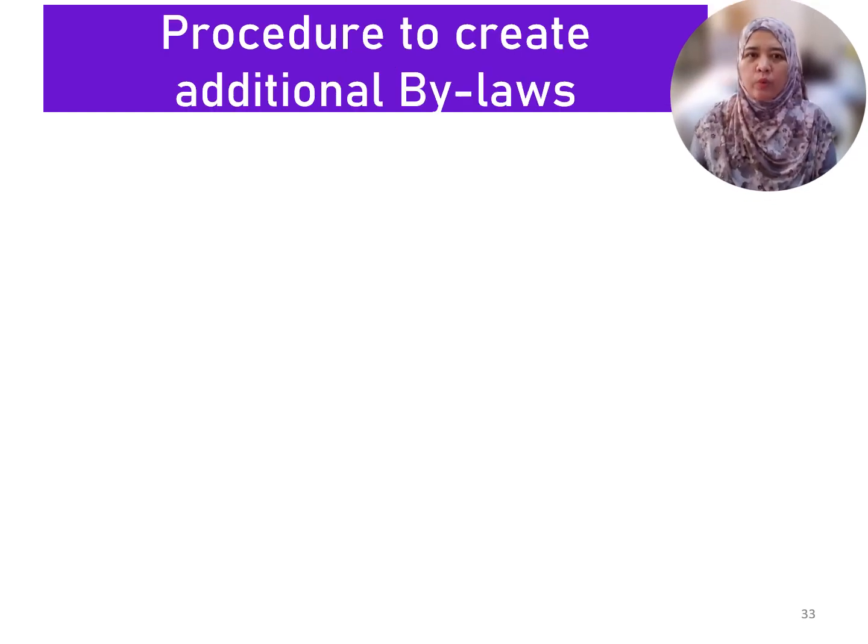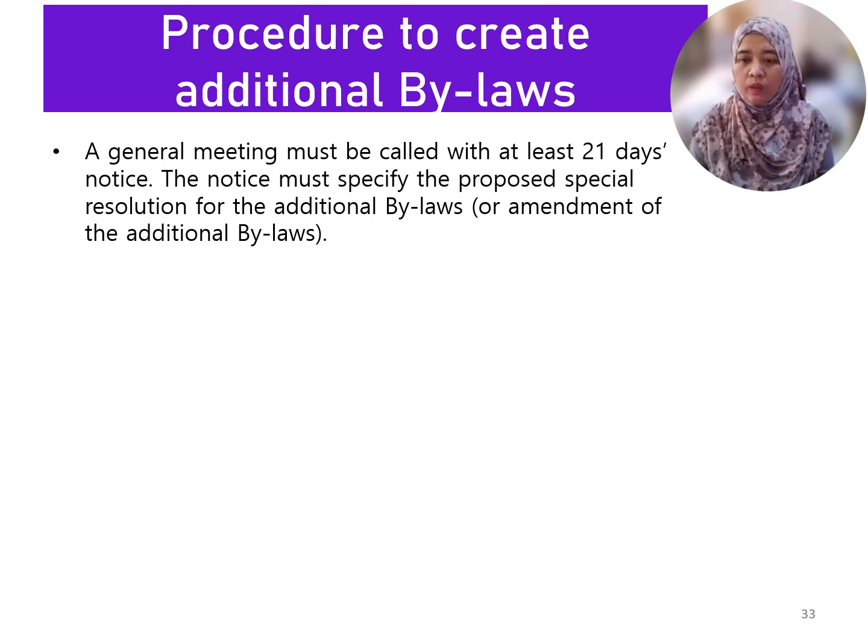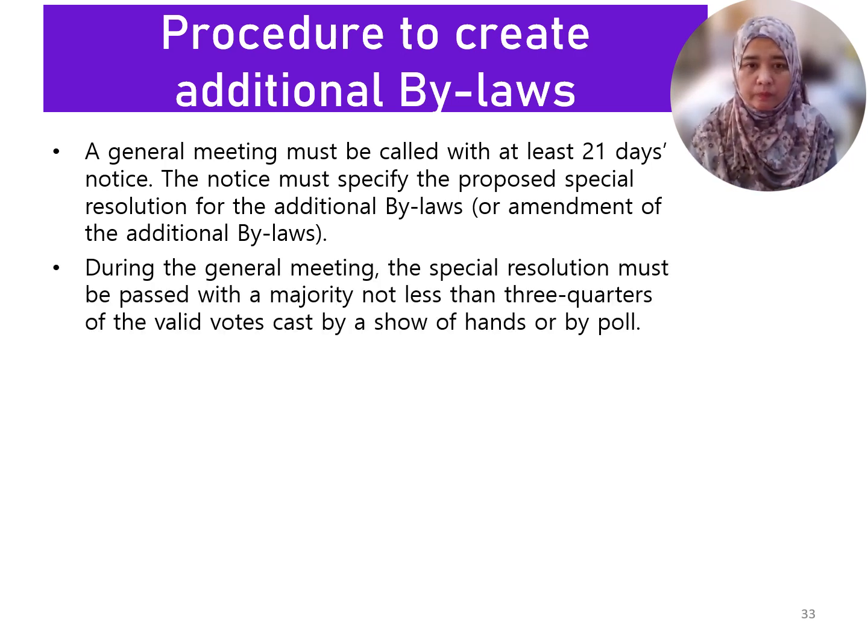Now, the procedure to create additional bylaws, first of all, must call for a general meeting. General meeting itu mesti dibagi notice, must be given notice 21 days prior. Dia mesti bagi 3 minggu notice. The notice must specify the proposed special resolution for the additional bylaws or amendment of additional bylaws. So dalam notice itu perlu ada satu statement that says that one of the resolutions to be passed in this general meeting is to make or to amend additional bylaws.